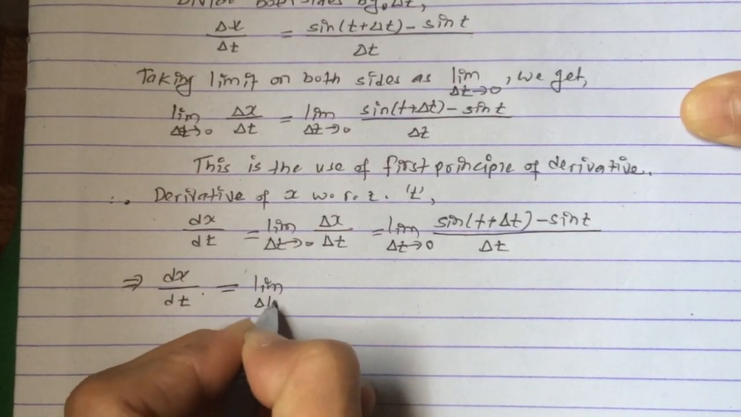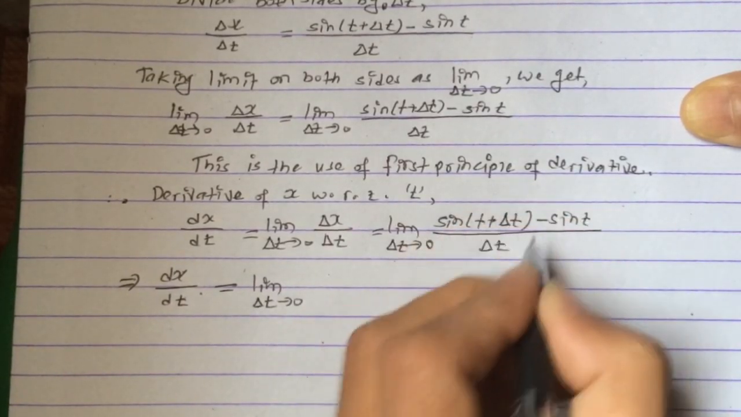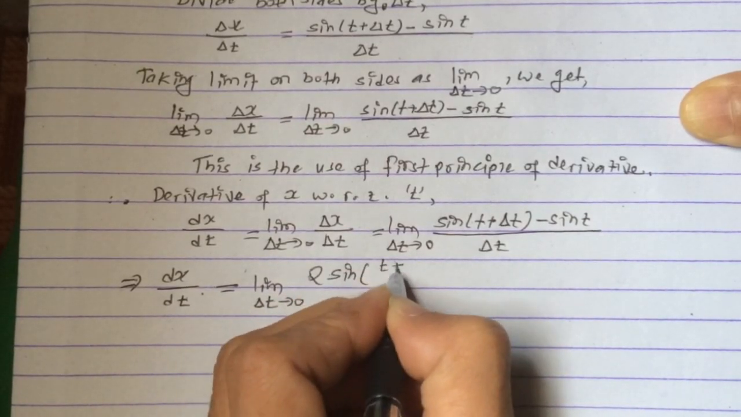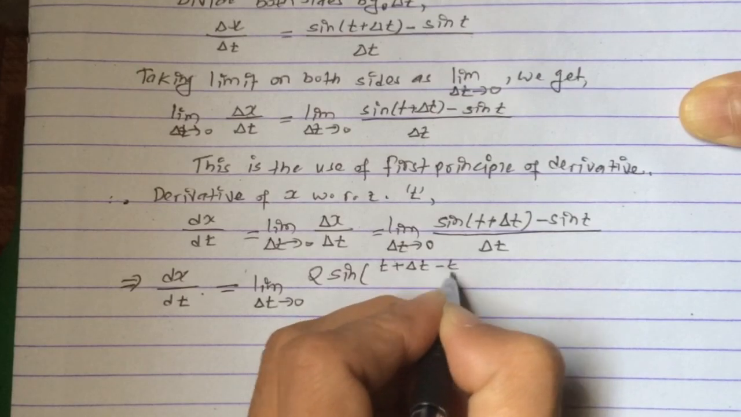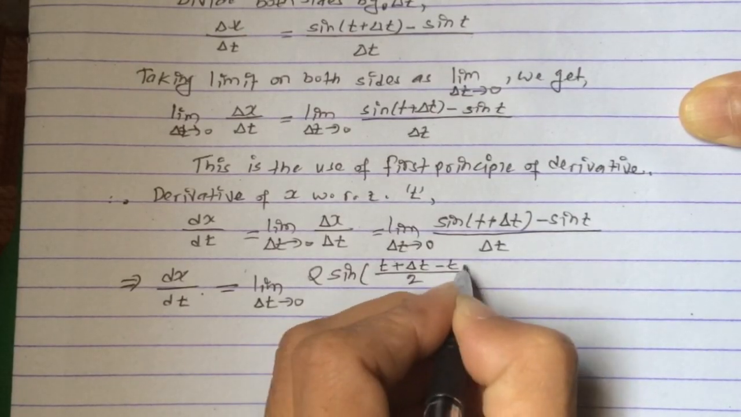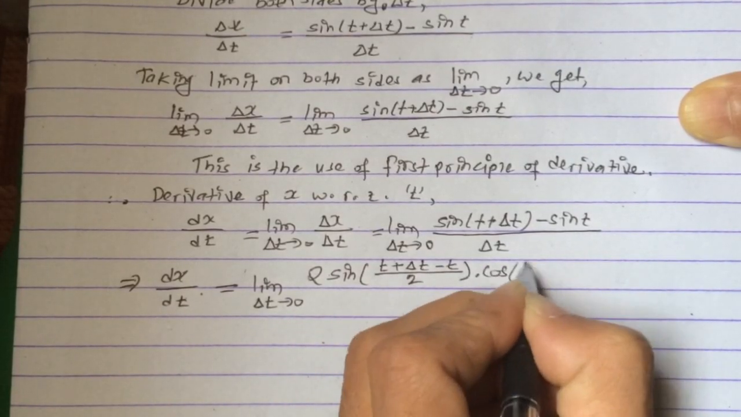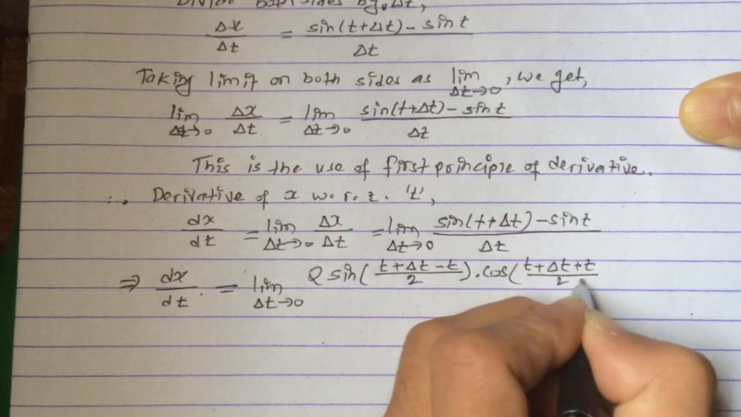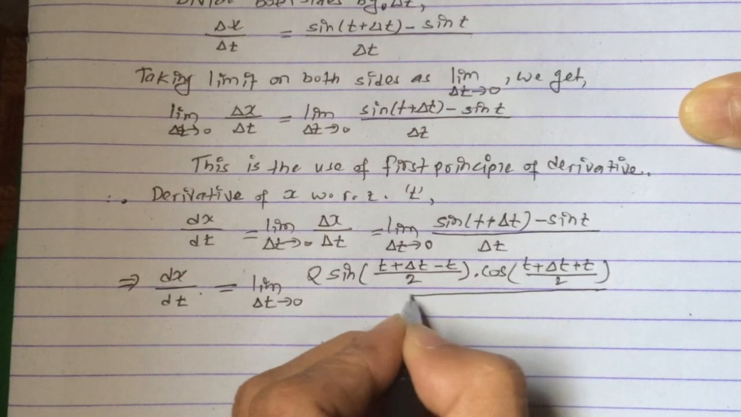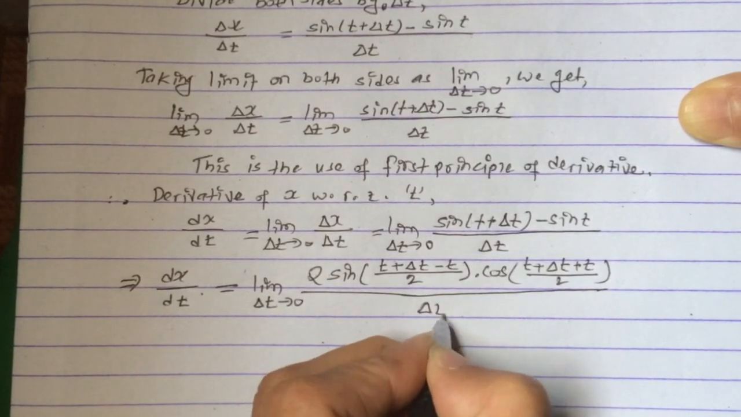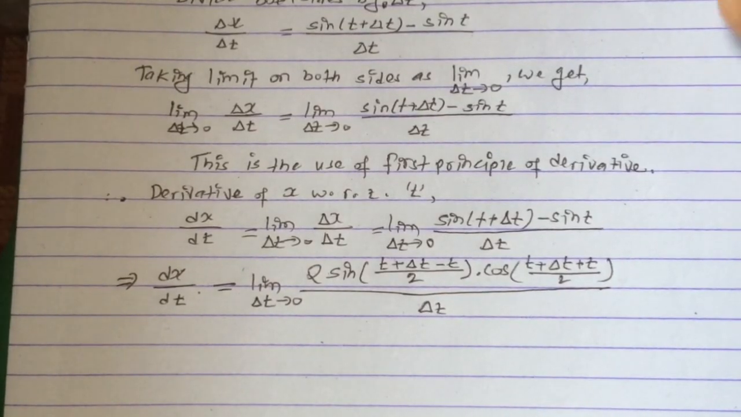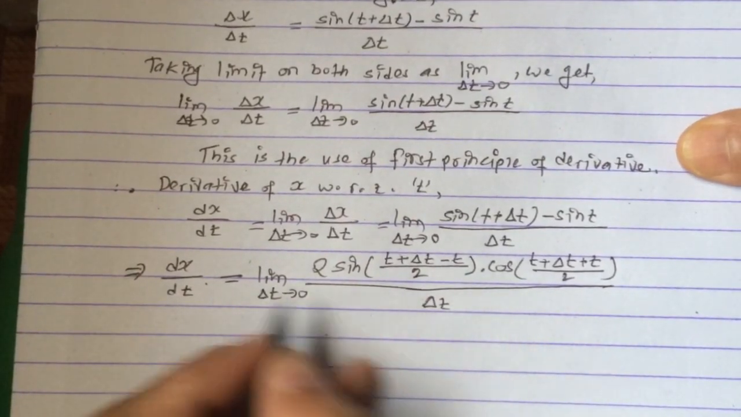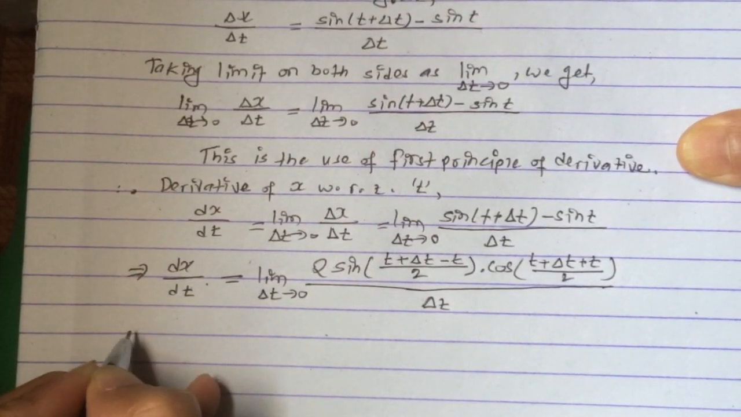Now you can write dx by dt is equal to limit del t tends to 0, and sine of t plus del t minus sine t is in the form of sine c minus sine d, and you can use the relation for it: sine c minus sine d is equal to 2 times sine of (c minus d) divided by 2 times cos of (c plus d) divided by 2.